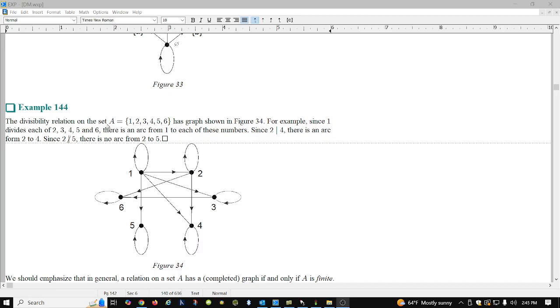The divisibility relation on the set {1, 2, 3, 4, 5, 6} is shown in this graph. It takes a while to construct this. You need to figure out which of those numbers divides which other, and that gives you the various arcs. And there's a loop at each node because an integer always divides itself.